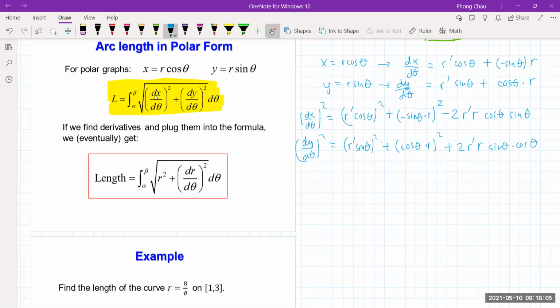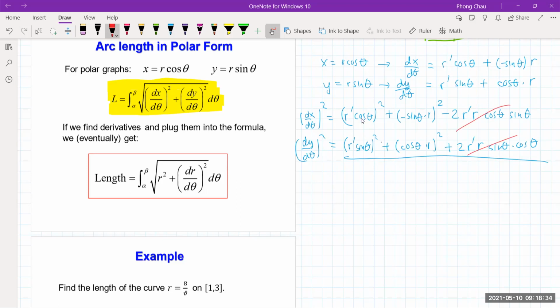Now, notice that when you square each and add them up, you'll have the sum of both equations, which gives you the radicand inside. The nice thing about this is that the negative 2 r prime r cosine sine and the positive 2 r prime r sine cosine are the same with opposite signs, so they cancel each other out. Then you're left with a whole bunch of squares.